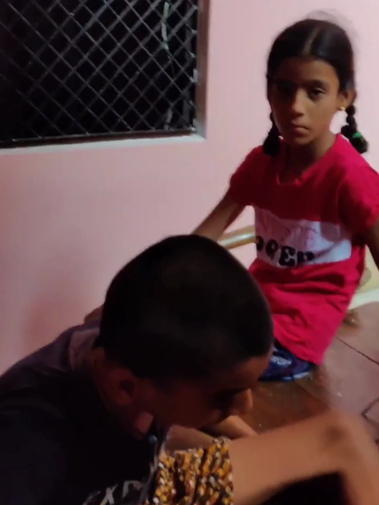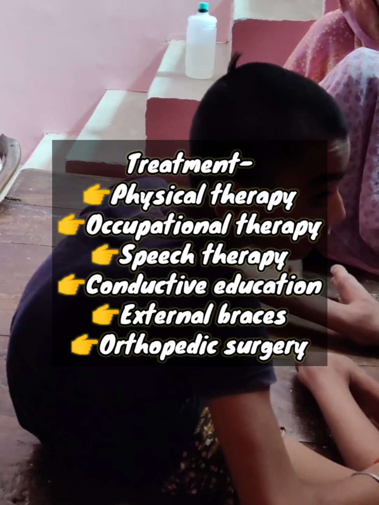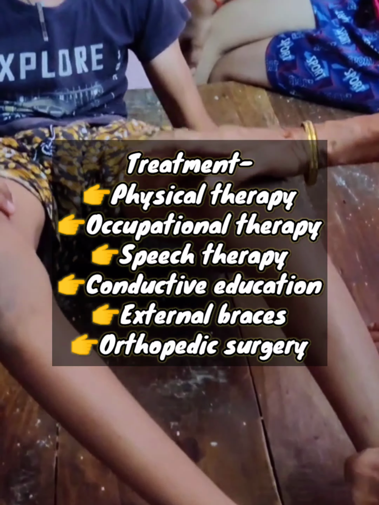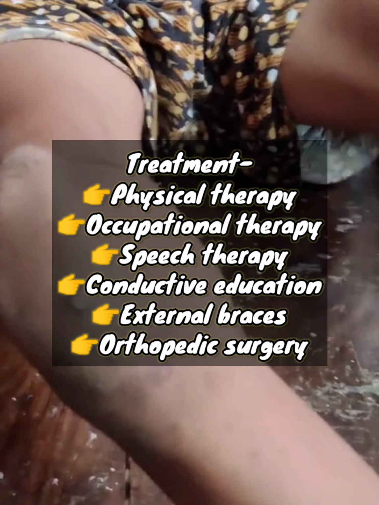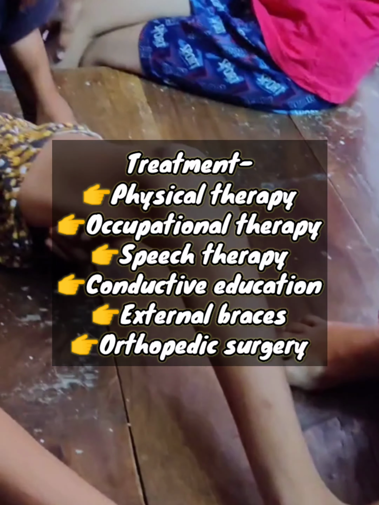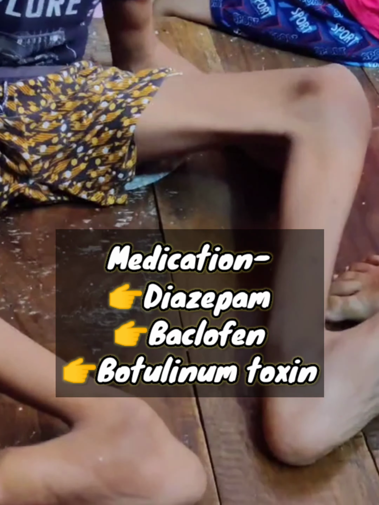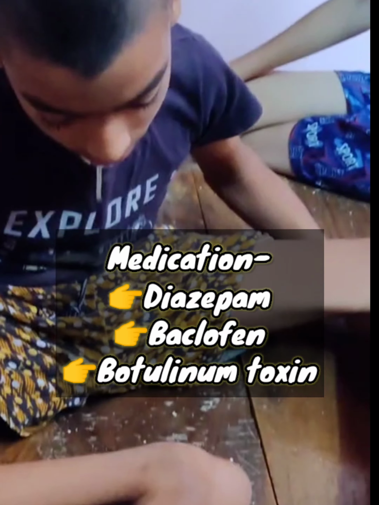Now coming to the treatment, the treatment involves two things. The first thing we'll discuss is physiotherapy. We give physical therapy, occupational therapy, speech therapy, conductive education, external braces, and orthopedic surgeries. These are required as per the severity of the symptoms. Now coming to the medication part, yes, we give diazepam, baclofen. Botulinum toxin is of great help. Botulinum toxin reduces the spasticity, and apart from this we also give muscle relaxants like tizanidine.